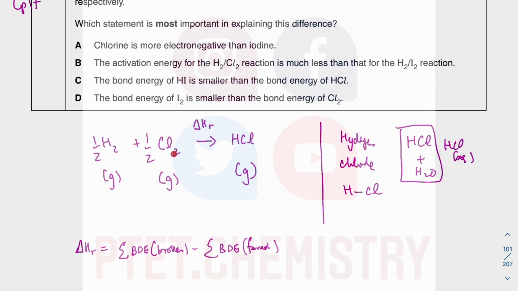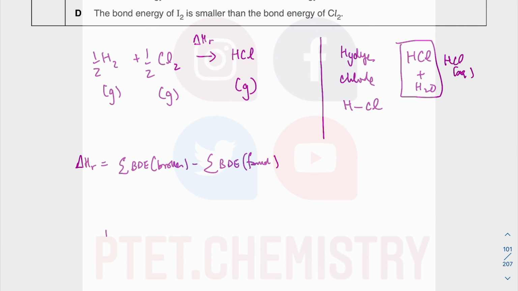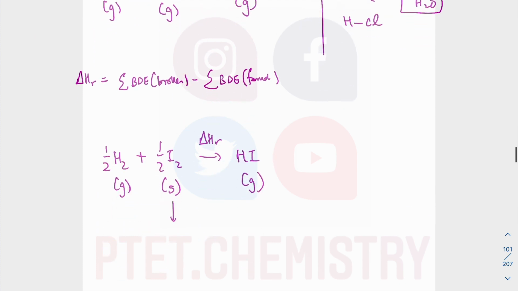It's the same thing for iodine, except that for iodine we are talking about half H2 plus half I2 going to HI. But HI is a gas, and iodine is a solid at room temperature and pressure, which means that you have to convert that into a gas first. Otherwise, this one is really no different at all.